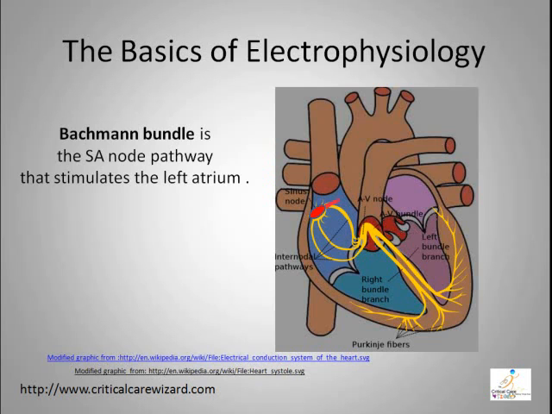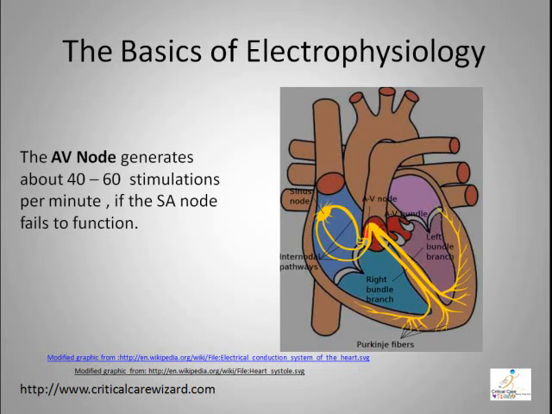The innervation to the left atrium is called Bachmann bundle. The Bachmann bundle is the SA node pathway that stimulates the left atrium. The AV node generates about 40 to 60 stimulations per minute. If the SA node fails to function, this conduction travels down to the ventricle area through the bundle of His.